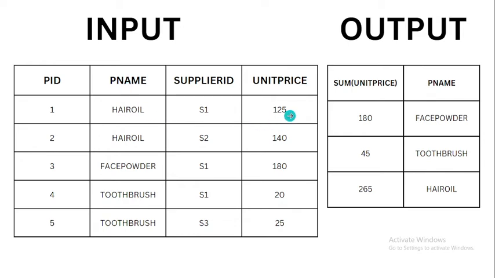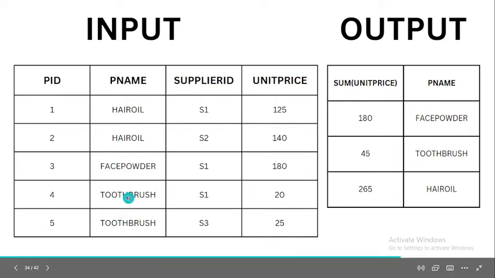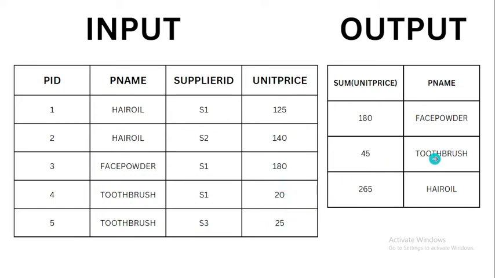So the value 125 will be added with the value 140. So in this way, if you add it, you'll be getting the value 265. But if you're taking the case of face powder, it is appearing only once. So there will be only a single value for face powder, that is 180. Coming to the toothbrush, again toothbrush is coming twice in this particular table. So this value and this value are to be added. So 20 plus 25, it becomes 45 for toothbrush. So like this we needed to execute our code.